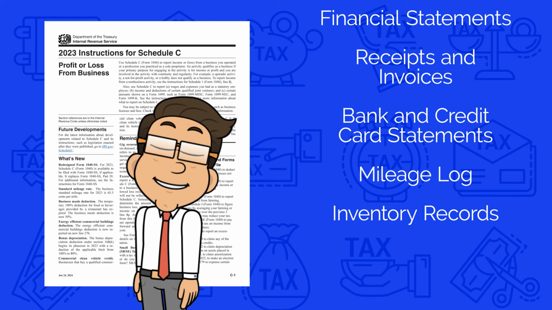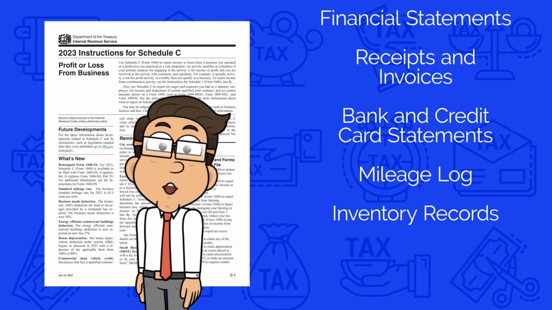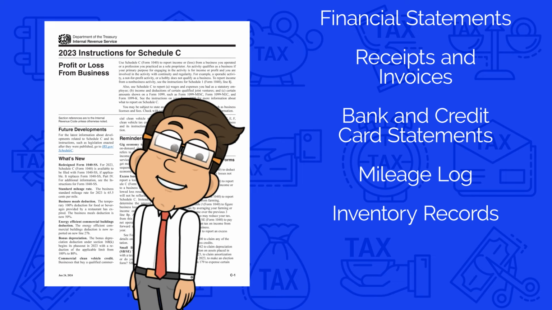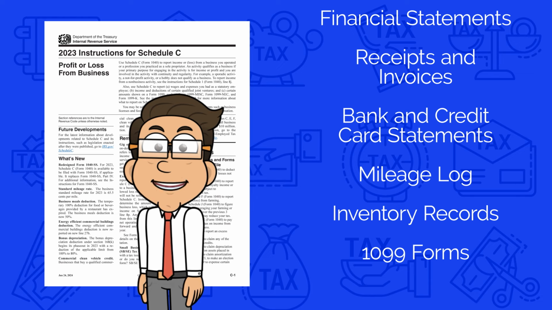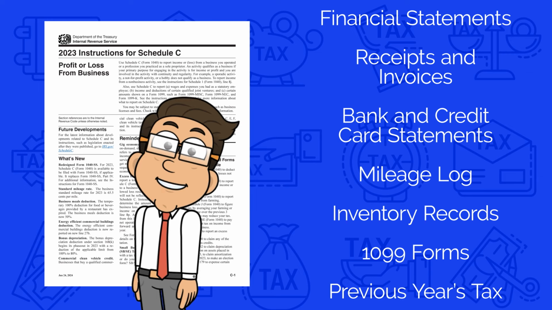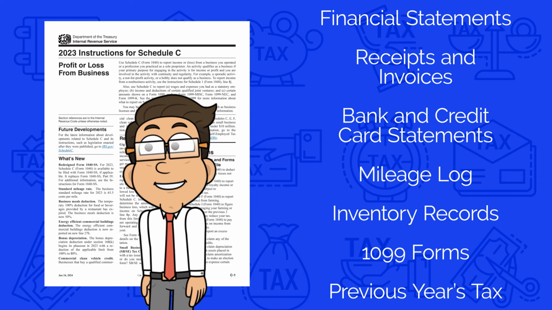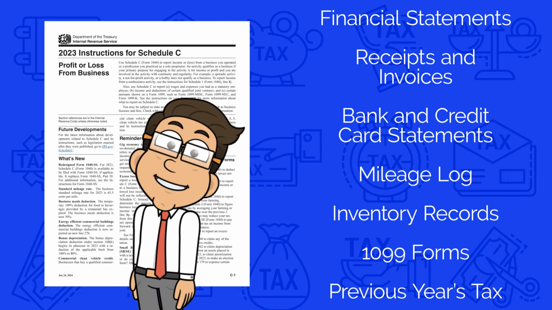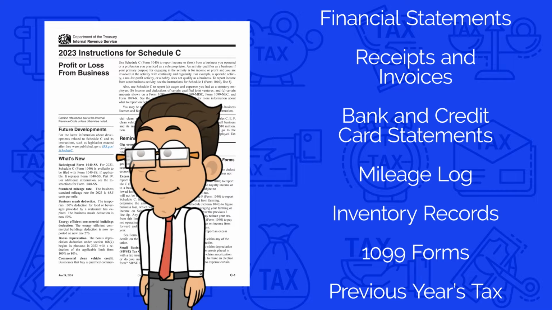Inventory records. For businesses that sell products, detailed inventory records are needed to accurately report the cost of goods sold. 1099 forms. If you've received any 1099 forms from clients or customers, or if you've issued any to contractors, have these on hand. Previous year's tax returns. These can provide valuable information and help ensure consistency with how you report income and deductions from one year to the next. Schedule C instruction booklet.